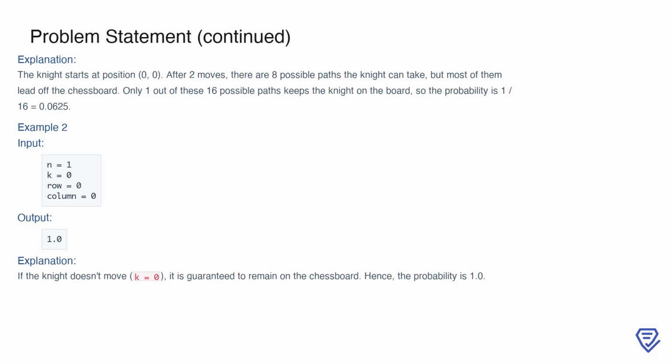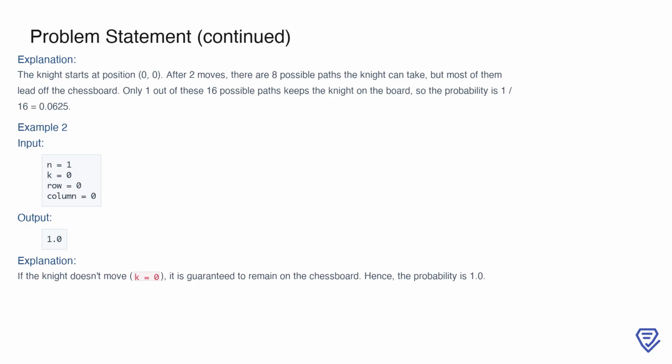Let's go through an example to understand this better. Suppose we have a 3x3 chessboard, and the knight starts at position 0, 0. If the knight makes 2 moves, there are a total of 8 possible moves in the first step and 8 more in the second step, giving 64 potential paths. However, many of these paths lead the knight off the board. In fact, only 1 out of the 64 possible paths keeps the knight on the board. This means the probability of the knight staying on the board is 1 divided by 16, which is 0.0625.